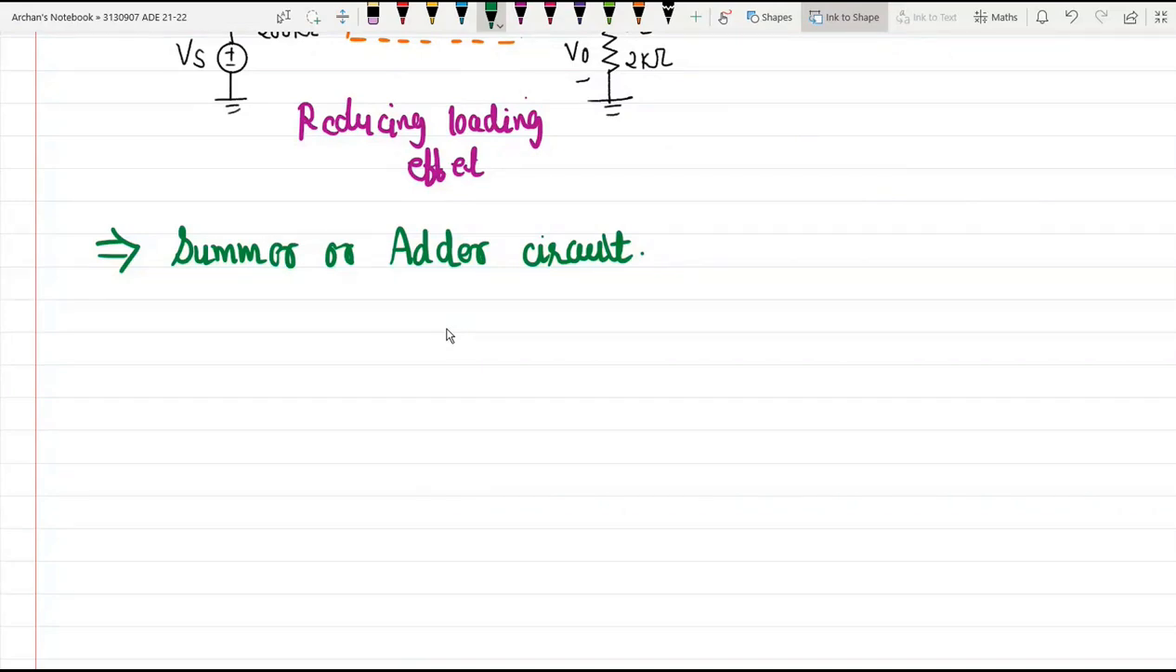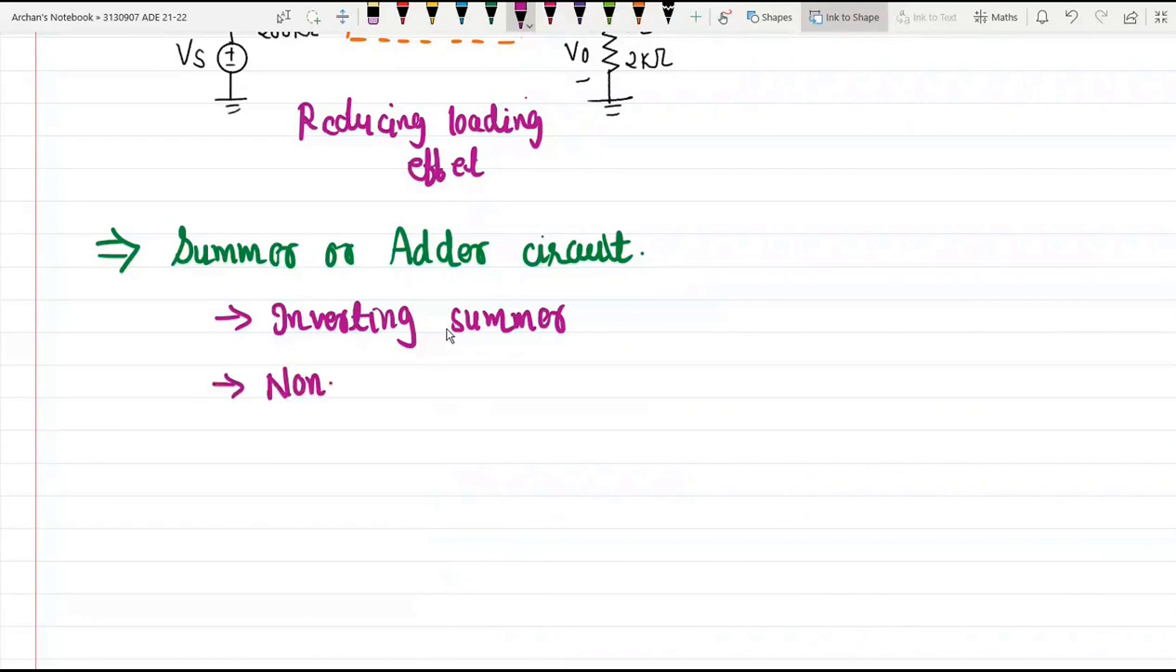We get an inverting summer when the output voltage is 180 degrees out of phase with the input voltage. In that case this adder circuit or summer circuit is classified as an inverting summer, and if the output voltage is in phase with the input voltage, then we have a non-inverting summer. So understand what we are doing. We are providing a number of voltage sources at the input side, and at the output we will get the addition of these voltage sources. Suppose 1 volt has been applied, and at another input 2 volt. Then the output should be 3 volt.